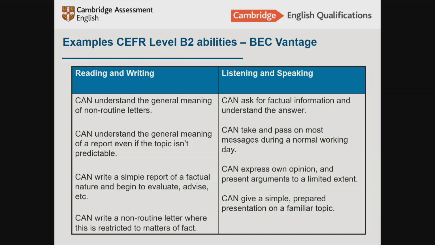Here are some examples of can-do statements taken from the Vantage exam. And you can see that they're split up by reading and writing, listening and speaking. And they show you what candidates are able to do with the language that they've learnt. So for example, you can see under reading and writing, it says that they can write a report of a factual nature. They can write non-routine letters and emails. They can take and pass on messages which are part of a normal working day. They can express their opinion and present arguments as well. There are lots more of these can-do statements and they're all available on our website.